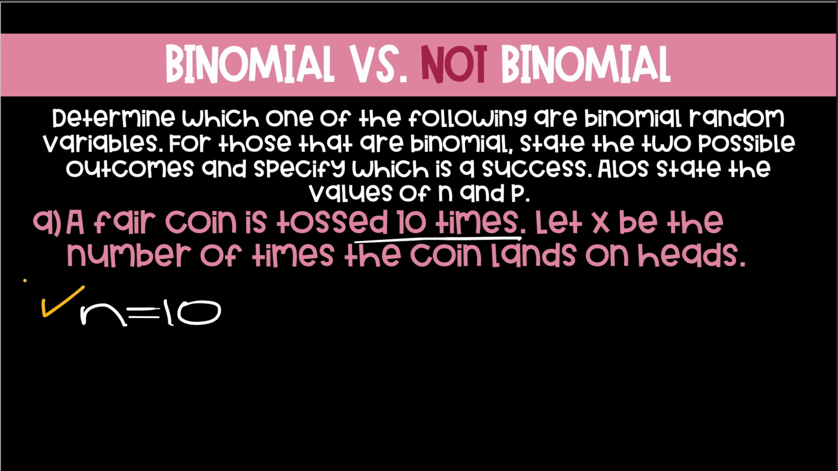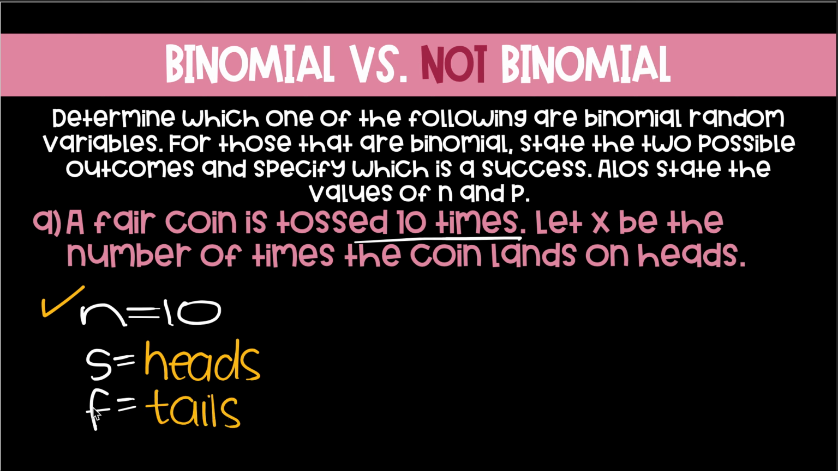Second condition, there are two possible outcomes, success or failure. And we want to determine which one's a success and which one's a failure. If this is not well defined, then it would not be a binomial random variable. The number of times the coin lands on heads means we're looking for heads. Success will be heads. Failure will be, in this case, anything that is not heads, which would be tails. So it meets our second condition. Let me label them so we know which one's which.